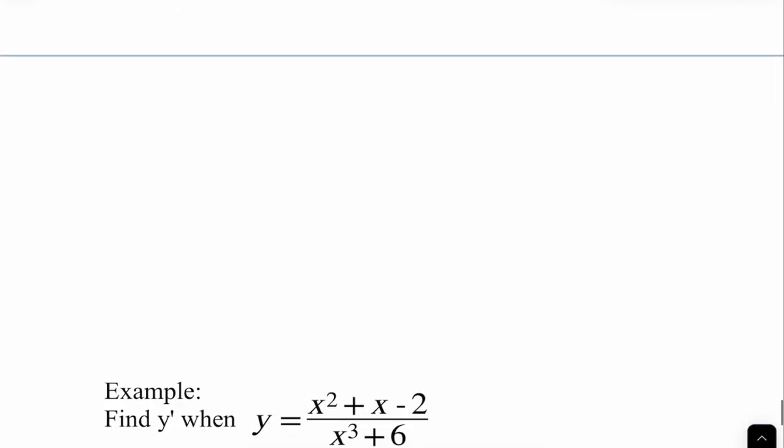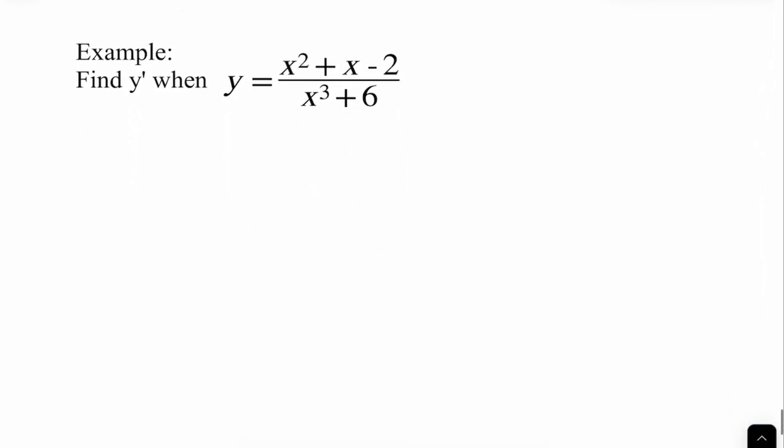So let's look at this particular function. Now, if there was a way that I could factor the top, factor the bottom, cross things out so I didn't have a quotient, I would do that. This is a perfect example where I can't. So I have to use the quotient rule, okay? Okay, so let's go about doing it.